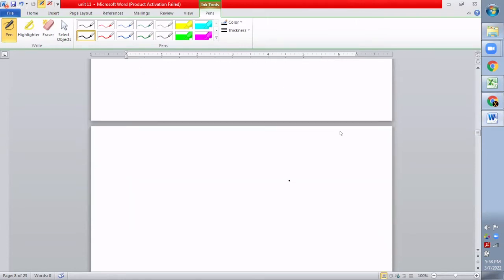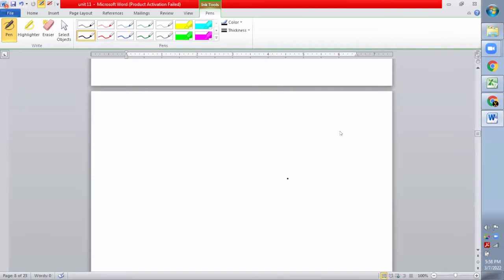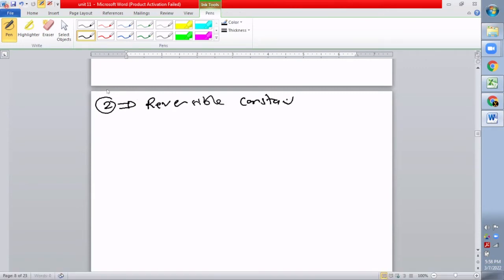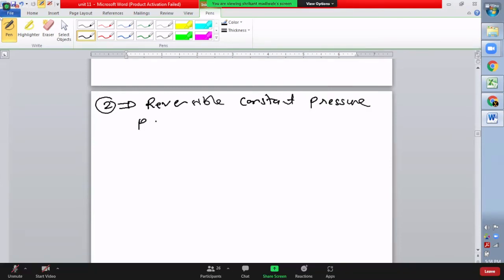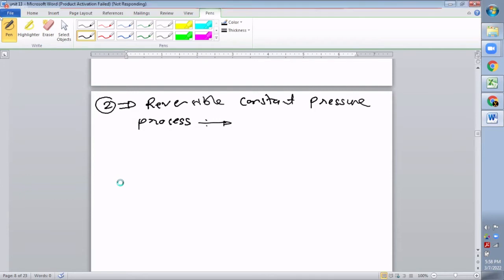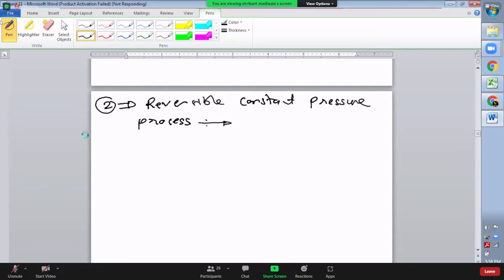Now the second process is called the reversible constant pressure process. In the last process, we tried to maintain the volume constant by providing a stopper over the piston so that the piston should not move in the upward direction.